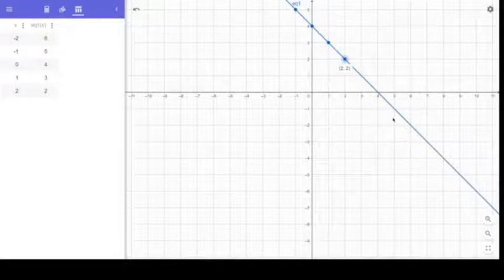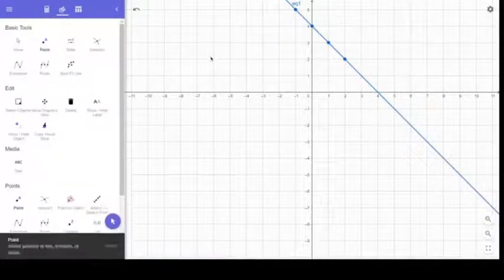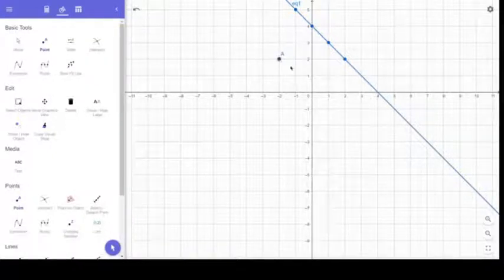So see here, the line that you got children is a straight line. This is what we mean by linear equation. When it is a linear equation, it will be a straight line. So the equation here is a straight line. Now if I take a point, minus 2, 2, does this lie on the line?